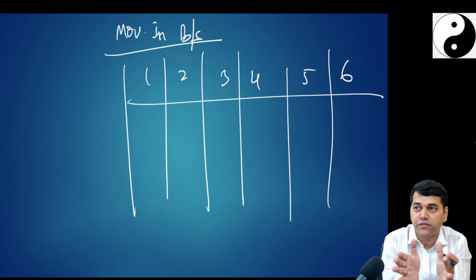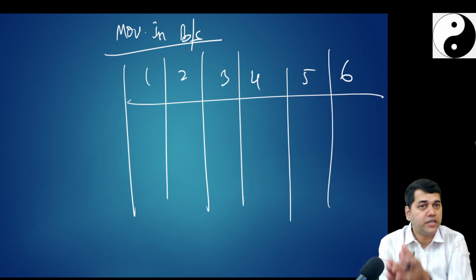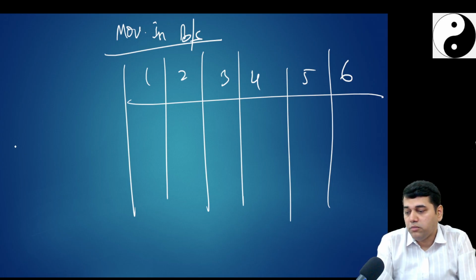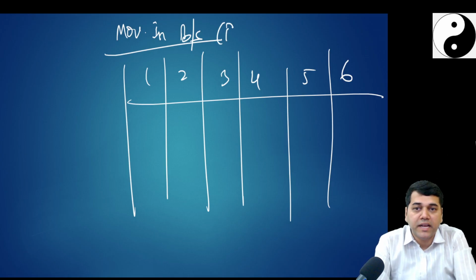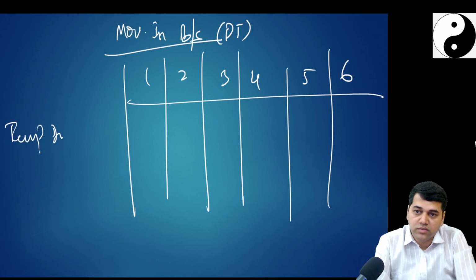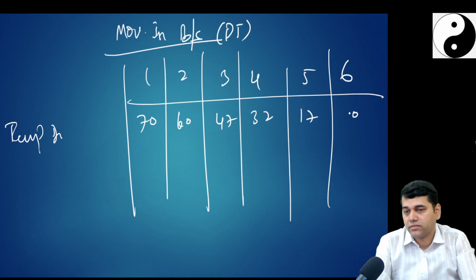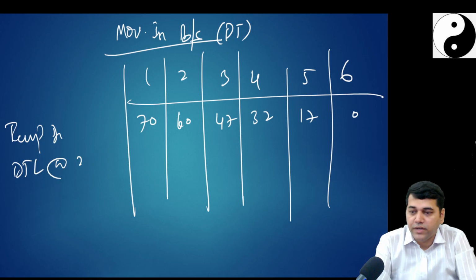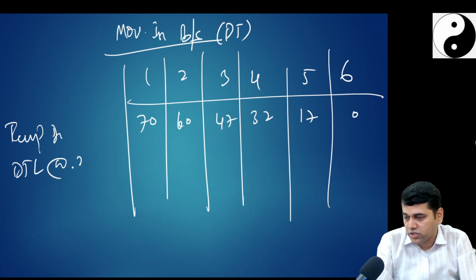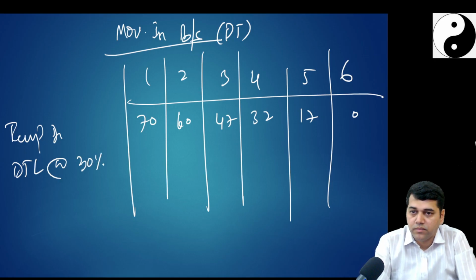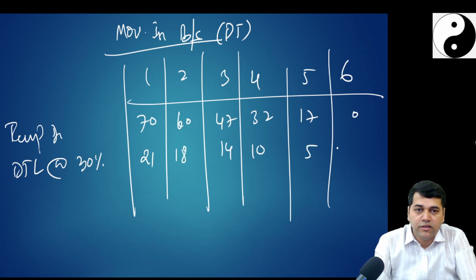That means one temporary difference today, a 70 big difference, is going to get reversed. So, how much this movement is going to happen, in the bracket you can write deferred tax movement. So, how much is your temporary difference? 70, 60, 47, 32, 17, 0. DTL at 25%, no? The question is talking about 30%. How much deferred tax liability is going to come? 21, 18, 14, 10, 5, 0.